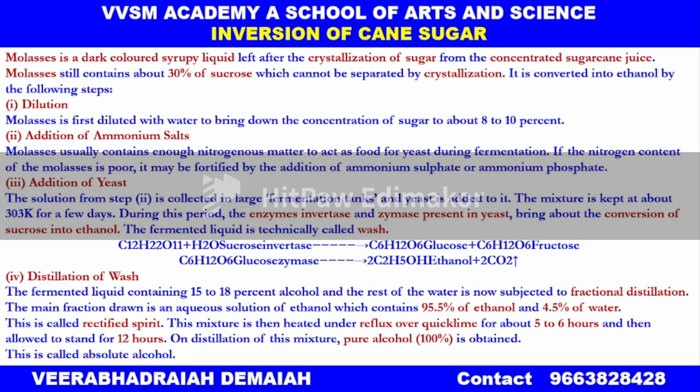Distillation of wash. The fermented liquid containing 15 to 18% alcohol and the rest water is now subjected to fractional distillation. The main fraction is an aqueous solution of ethanol, which contains 95.5% ethanol and 4.5% water. This is called rectified spirit. This mixture is then heated under reflux over quicklime for about 5 to 6 hours and then allowed to stand for 12 hours. On distillation of this mixture, pure alcohol, that is 100% alcohol, is obtained. This is called absolute alcohol. This is all about the industrial chemistry.